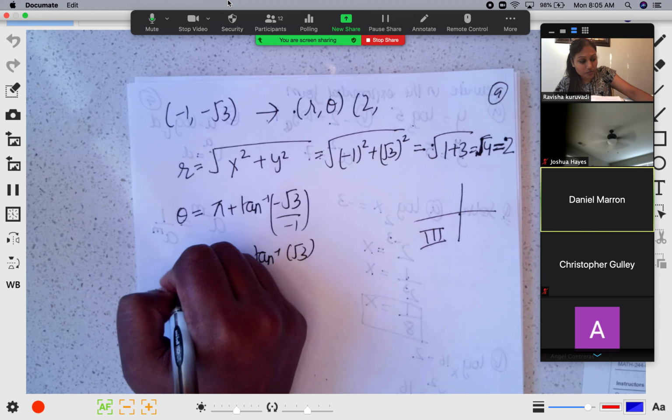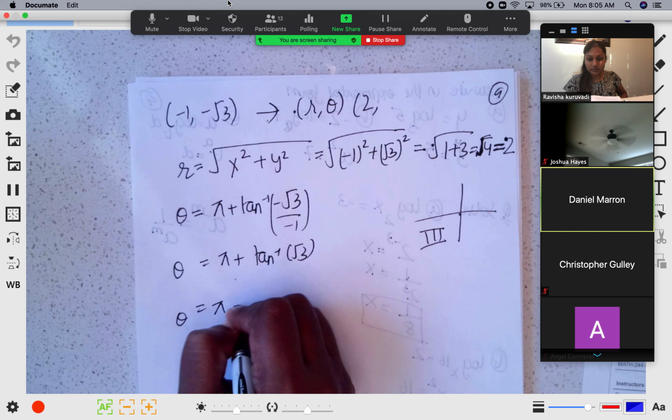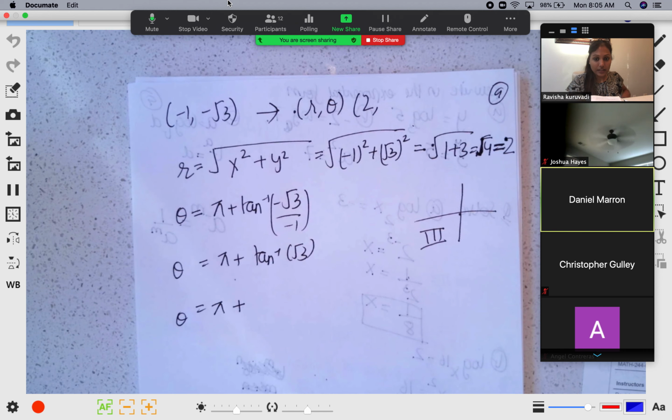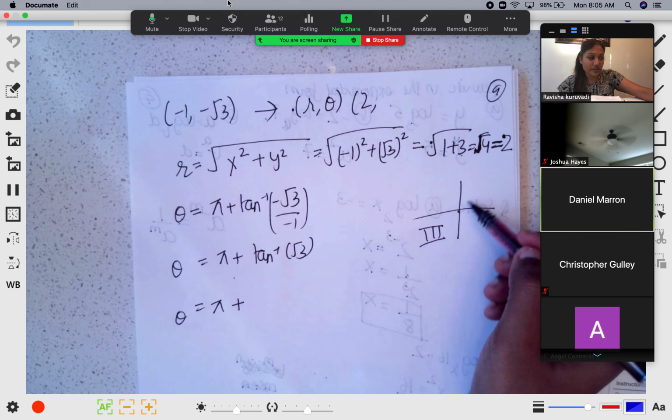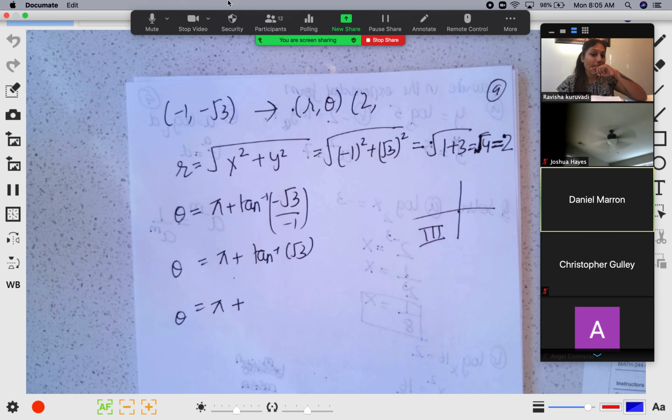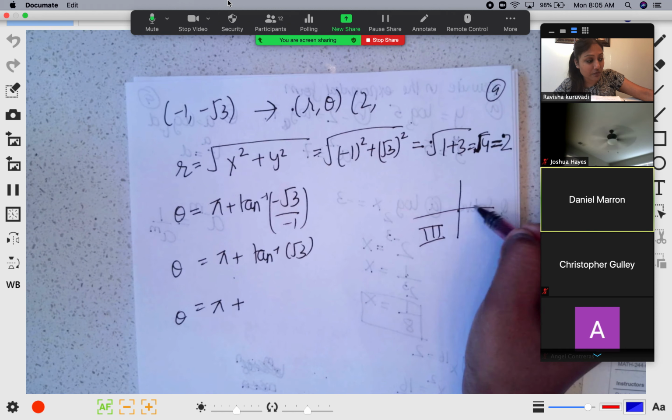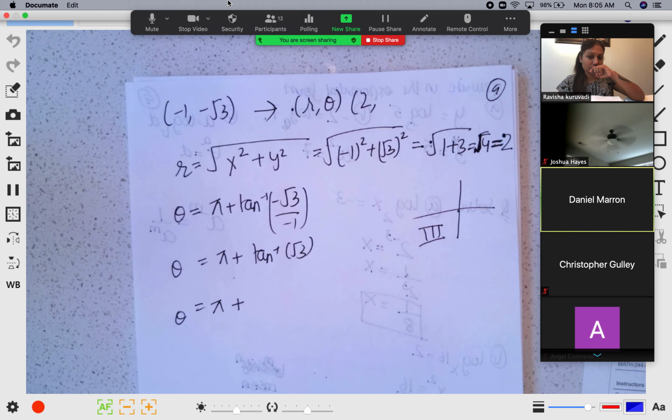Where do you get tangent as root 3? Which angle? In first quadrant, see in first quadrant, where is root 3? You look in the first quadrant only. You tell me where is the value root 3 for tangent.